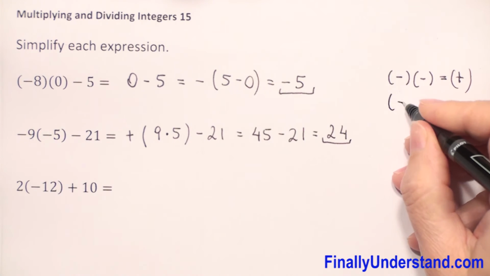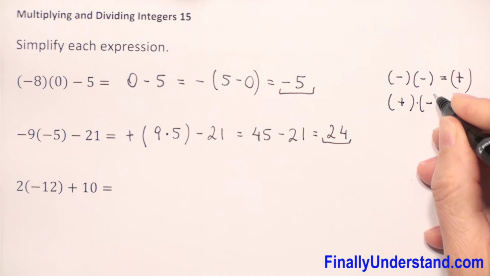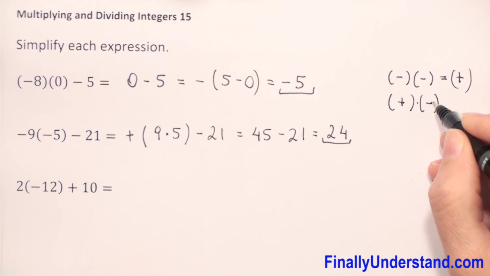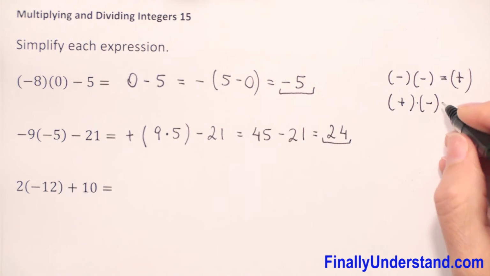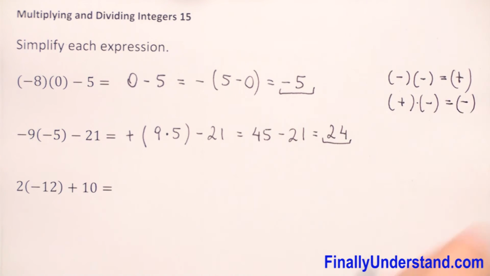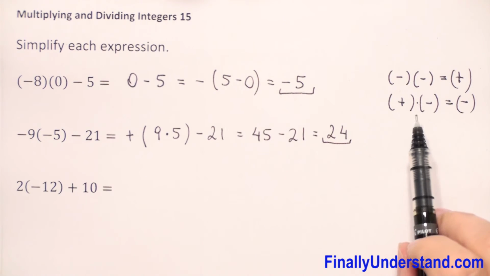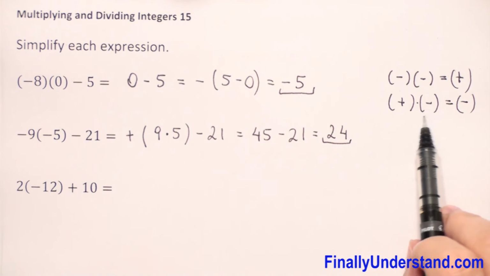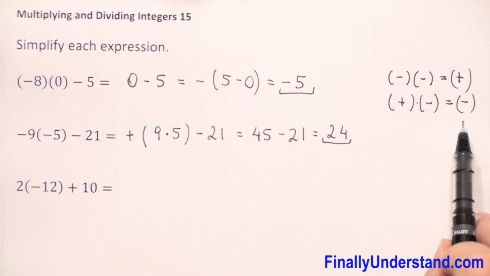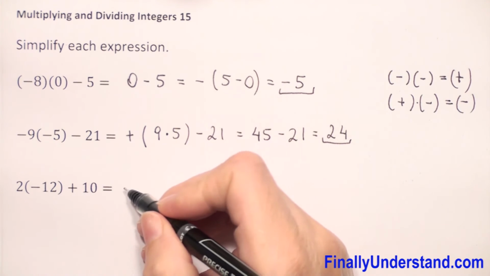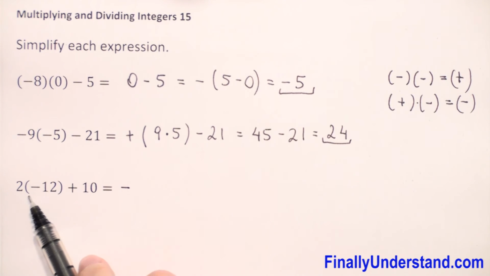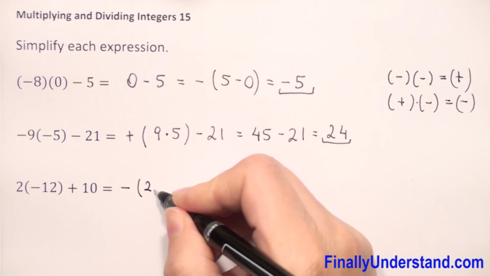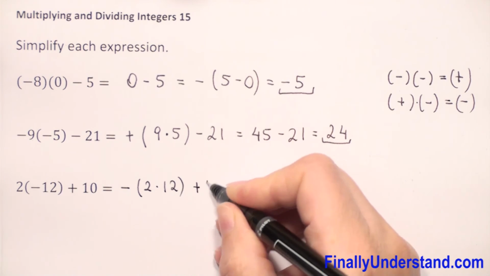When we multiply positive times negative, or negative times positive, or we divide negative by positive or positive by negative, the answer is always negative. So it means when one of the numbers by which we multiply or which we divide is negative, the answer is negative. So the answer will be negative from the multiplication. And now we have to multiply 2 times 12 plus 10, we have to rewrite.